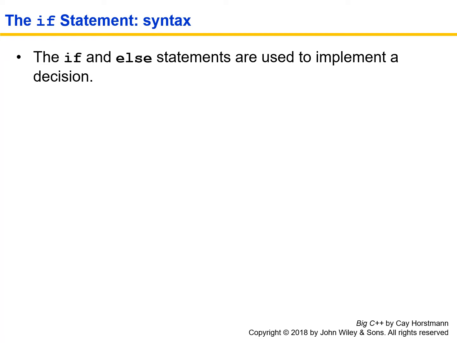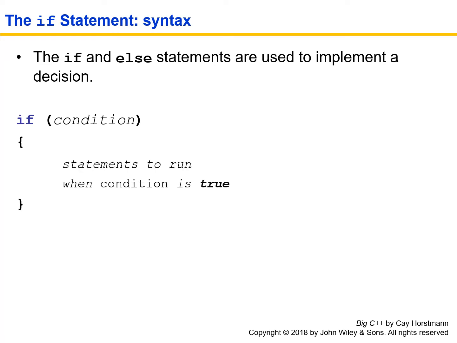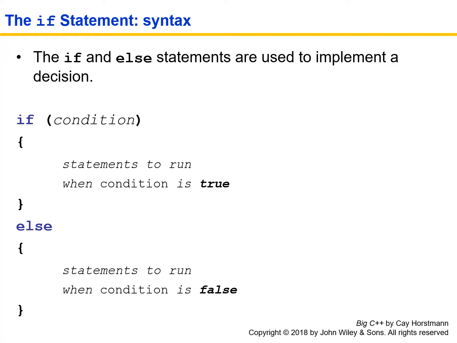Okay, so let's see what this looks like in C++ code. We have the word if, parentheses, and a condition. And then we have some curly braces defining a code block with statements to run when the condition is true. Then we have the keyword else. No parentheses, no condition here. It's whatever the opposite of the initial condition is. And then there's another bit of curly braces defining a code block. These are the statements to run when the condition is false.